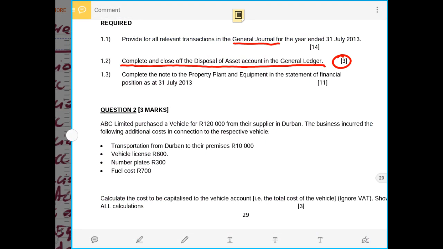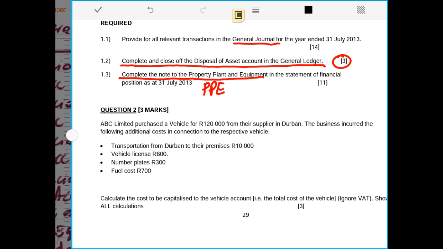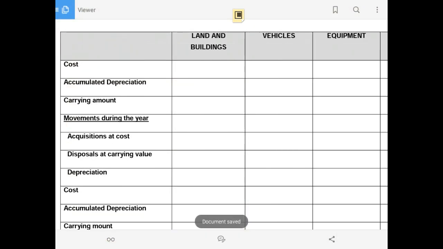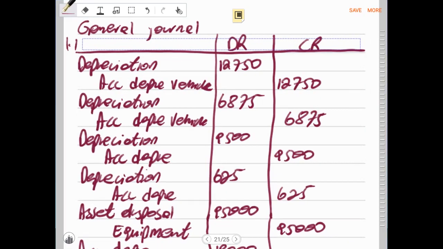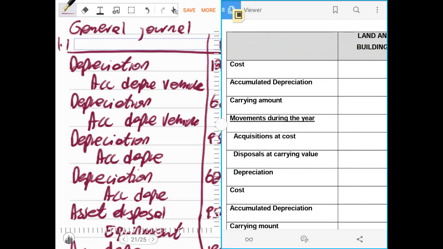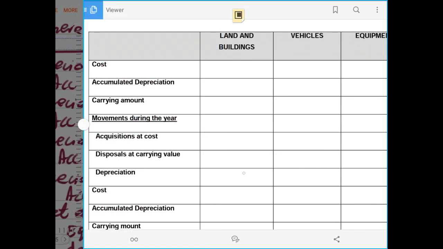In the next requirement, we are required to complete the note, the one that we normally call the PPE note, property, plant, and equipment, in the statement of financial position as at 31st of July 2013. In answer to this question, I will prefer that I just use the note that I've already completed before I did this exercise. So now I will just show you how to do the note. In fact, I've already done the skeleton of the note, so now we'll just work on what is already on the table. Here is how your note must always look.